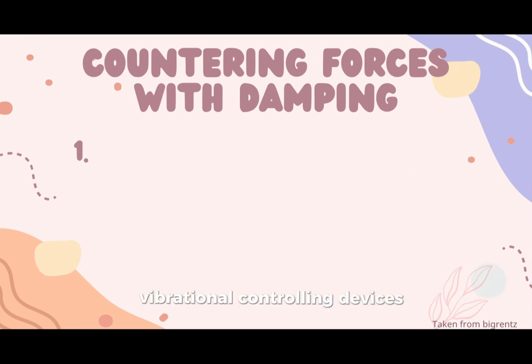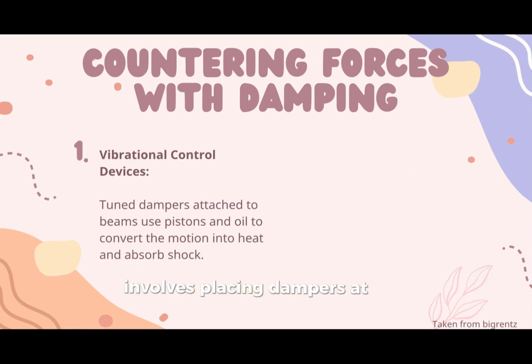Vibrational control devices involve placing dampers at each level of a building between columns and beams. Each damper consists of piston heads inside a cylinder filled with silicon oil. When an earthquake occurs, the building transfers the vibrational energy into the pistons, which push against the oil. The energy is then transformed into heat, dissipating the force of the vibrations.